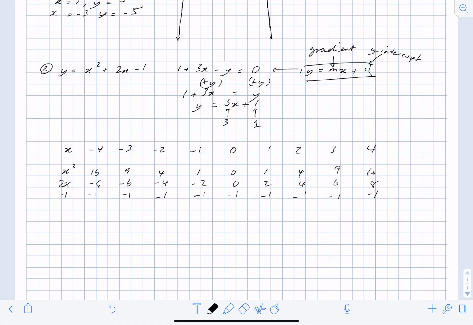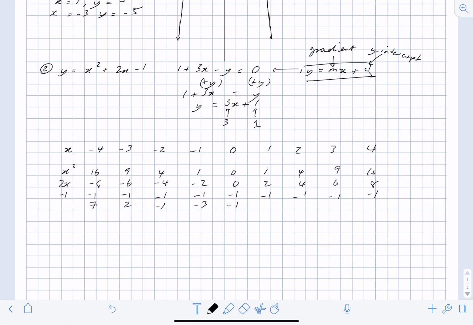So 16 minus 8 minus 1 is 7. 9 minus 6 is 3, minus 1 is 2. 4 minus 4 minus 1 is 0, -1. 1 minus 2 is -2. Minus 1 is -3. Aha, right. And then -1, and then -3.